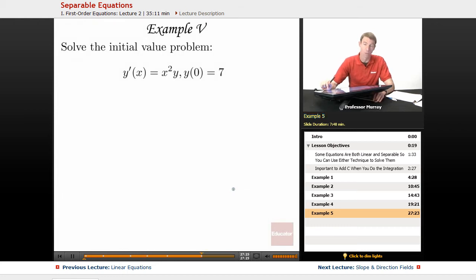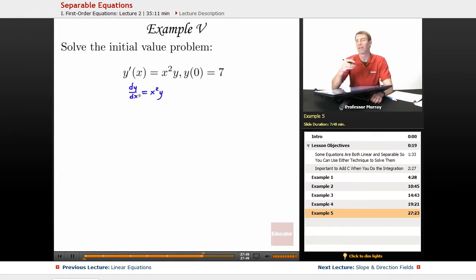All right, we've got one more example here. Example 5 is to solve the initial value problem y prime of x is equal to x squared y, and y of 0 is equal to 7. So my y prime there, since we're going to treat this as a separable differential equation, I'm going to write that as dy/dx is equal to x squared y. I'm not going to worry about that initial condition yet.